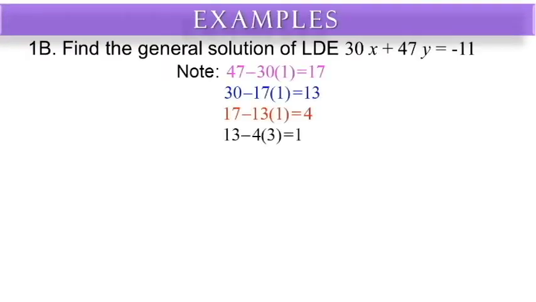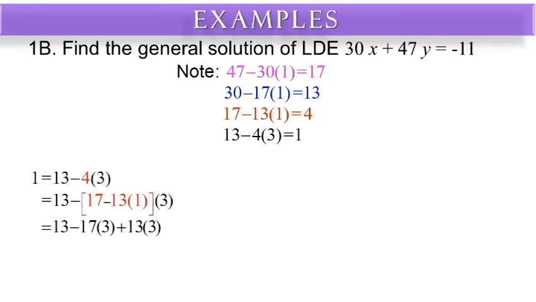Let's take note. So we have 17 equals 47 minus 30 times 1. 13 equals 30 minus 17 times 1. 4 equals 17 minus 13 times 1. And 1 is equal to 13 minus 4 times 3. So we'll start at 1 equals 13 minus 4 times 3.